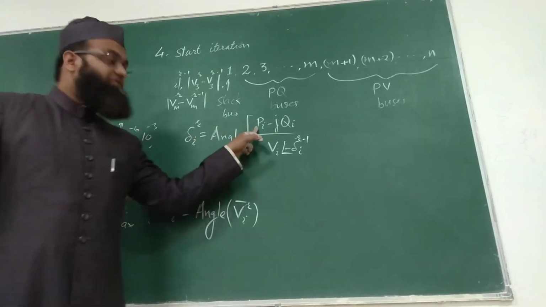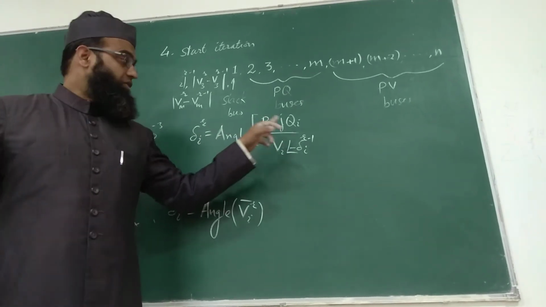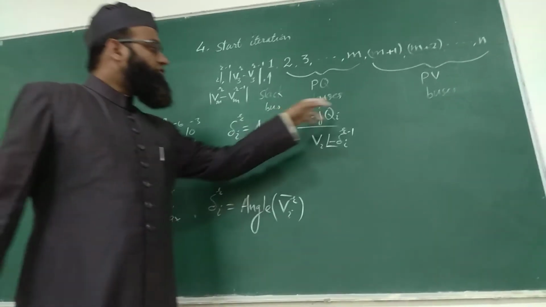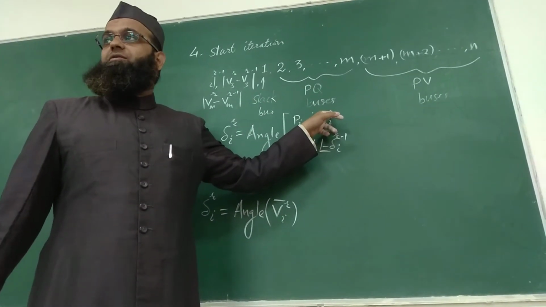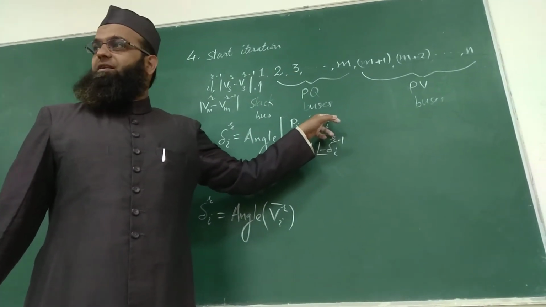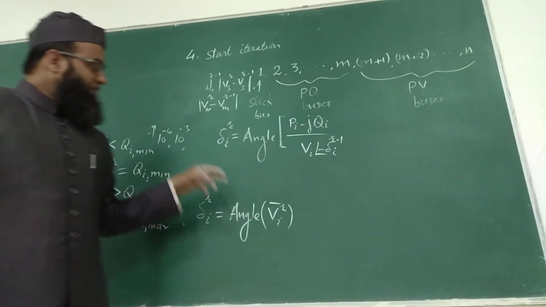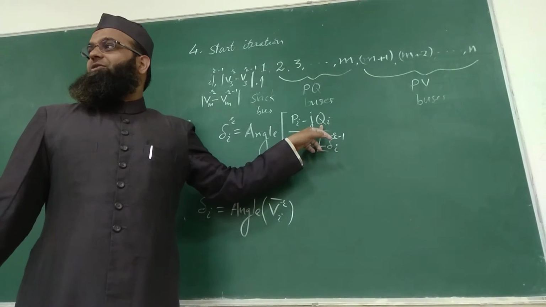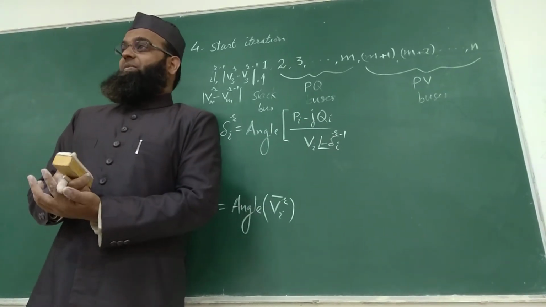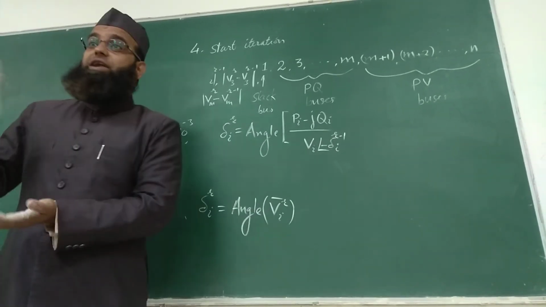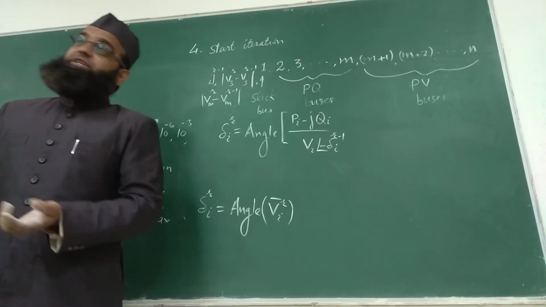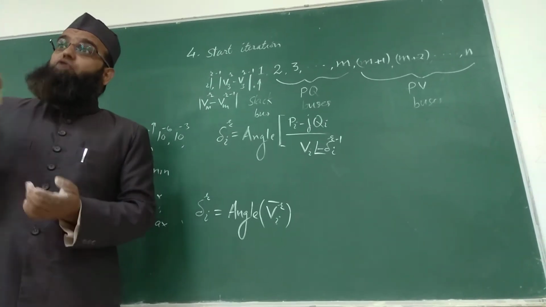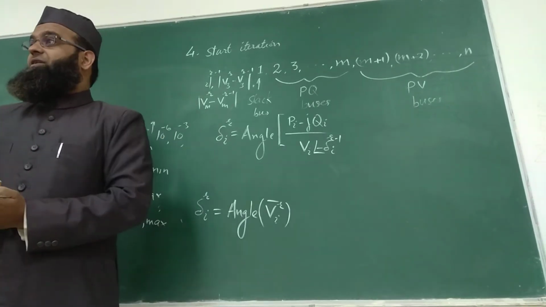So P is specified, but Q is not specified. So for ith bus, what to write here? R or R minus 1? No, wrong. You are going to evaluate delta I once you have evaluated QIR. For the present iteration, you have already evaluated QIR and checked the limits, and you have confirmed that this QIR is coming out to be within limit.